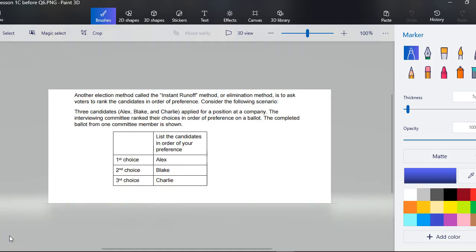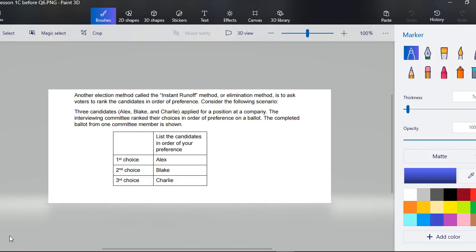Add this next piece to your glossary or flashcards or sticky note collection. It talks about another election method called the instant runoff or elimination. That's a key word to help me remember what instant runoff means. It asks the voters to rank the candidates in order of preference.